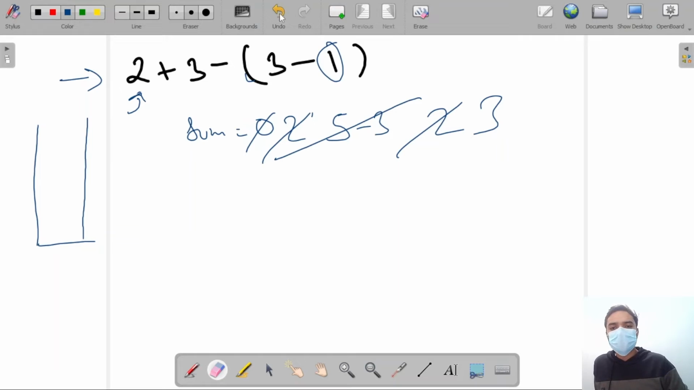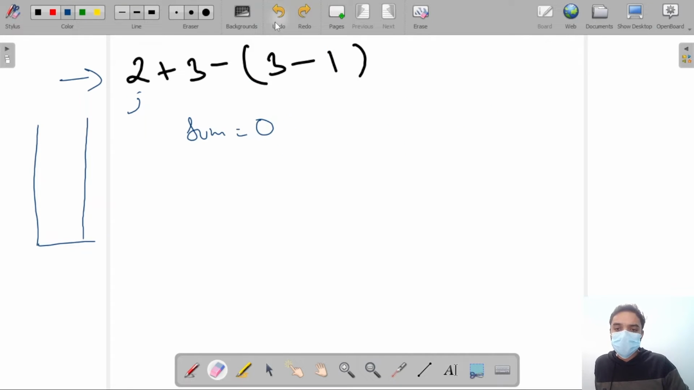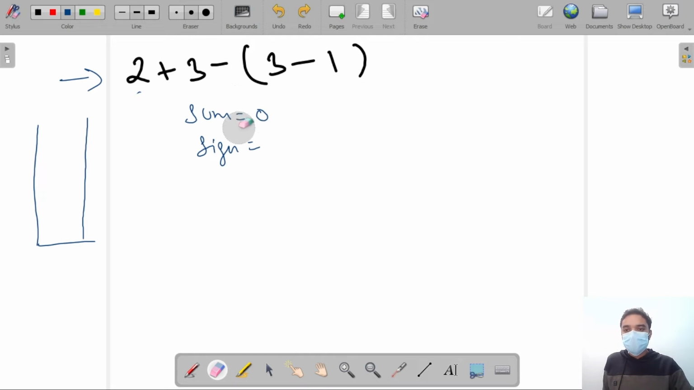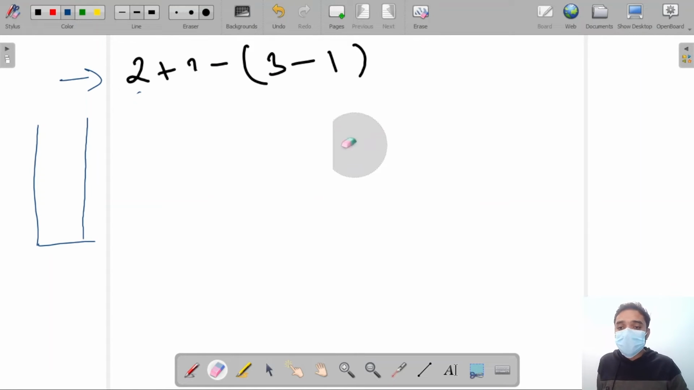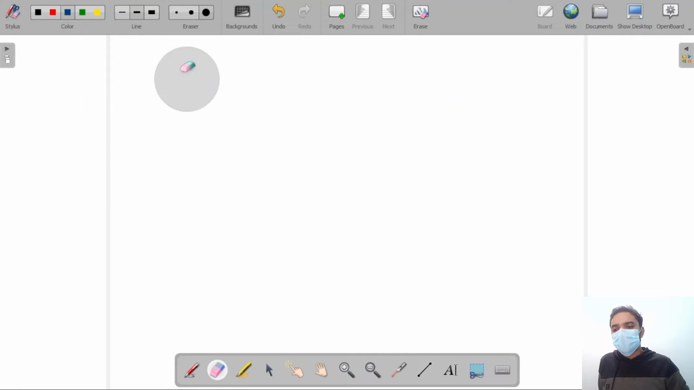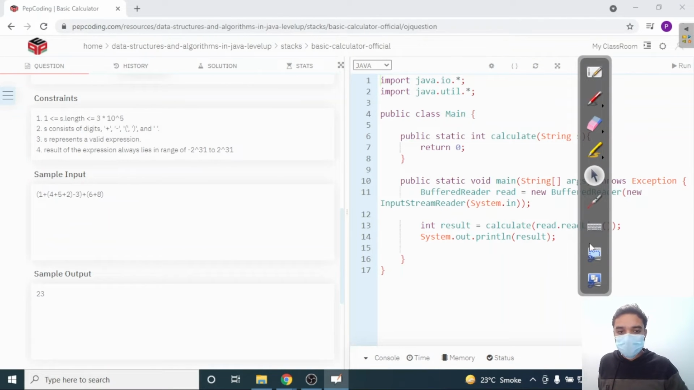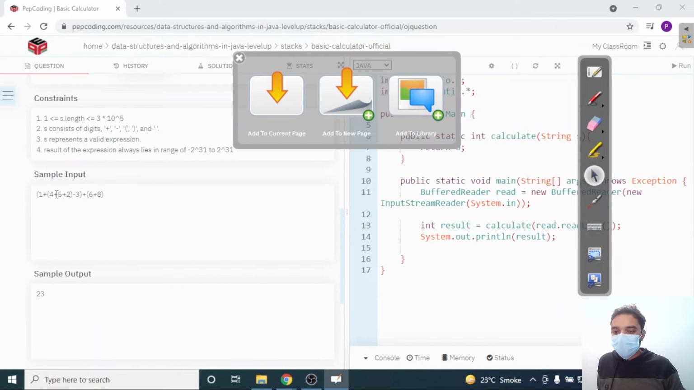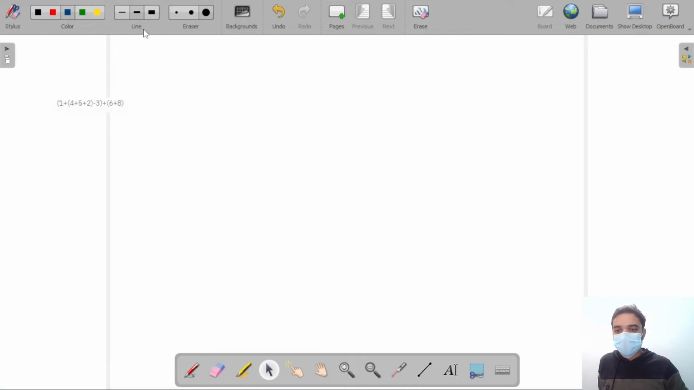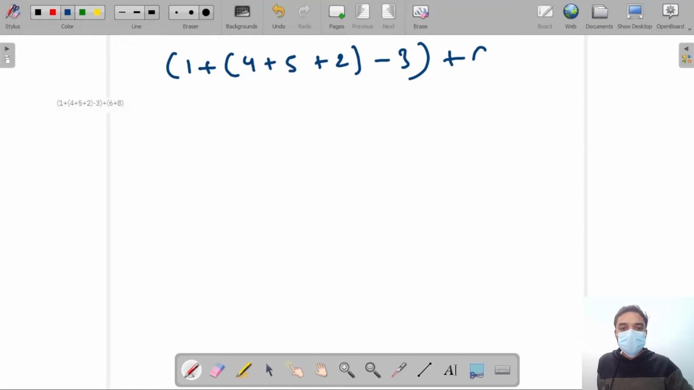So this is a doable approach, we can do this also, but let's see how we are going to do this question. This kind of question we can do with this approach, right? So what if we get questions like this kind of input? Let's say we got some kind of nested brackets input. Let me write it clearly. So it's 1 plus 4 plus 5 plus 2 minus 3 plus 6 plus 8.